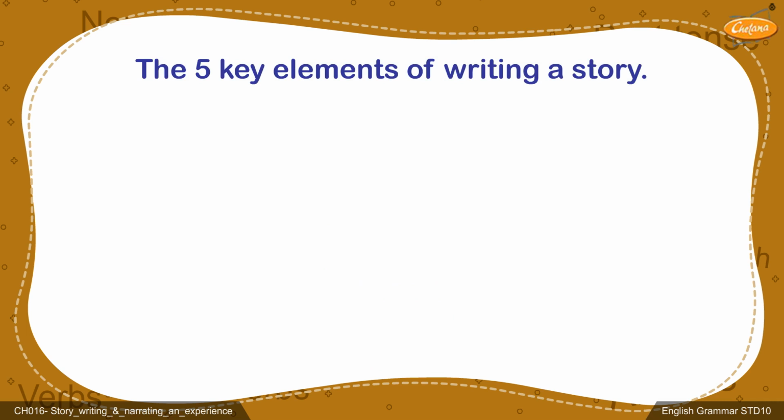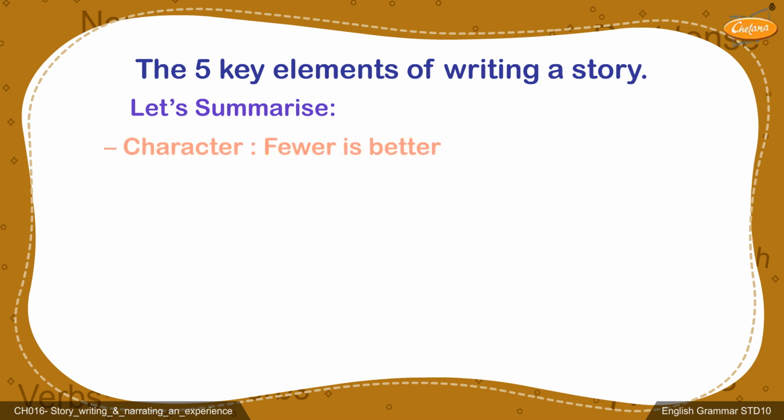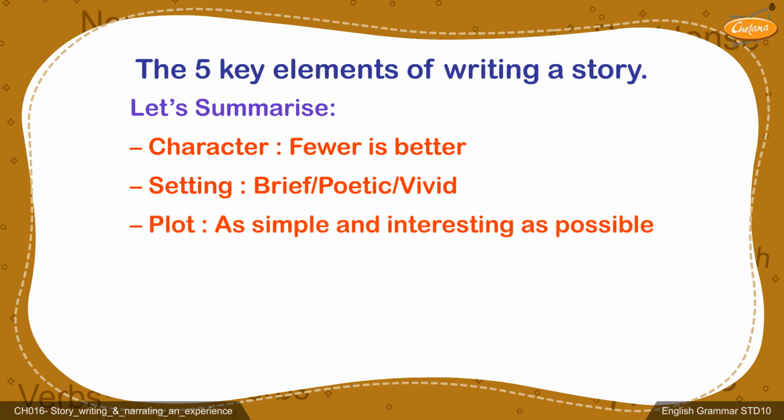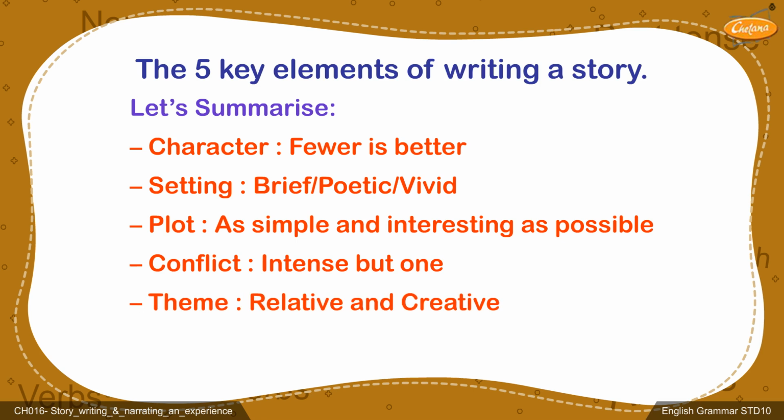So, now we have learnt the 5 elements of writing a story. Let's summarize. Character: fewer is better. Setting: brief, poetic, vivid. Plot: as simple and interesting as possible. Conflict: intense but one. Theme: relative and creative.